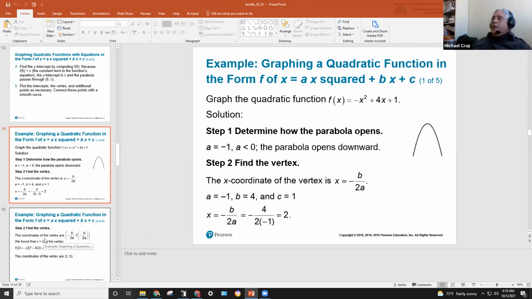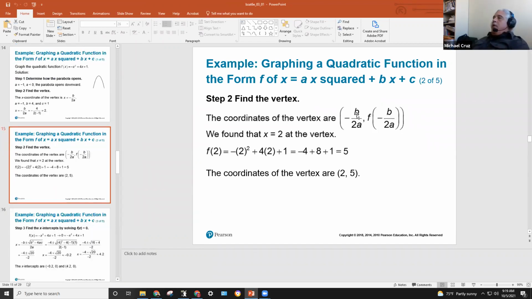That's what they call the line of symmetry. So now what we've got to do is take 2 and put it back into that original equation. So that's negative x squared, so x is 2, plus 4 times 2, plus 1. So 2 squared is 4, but the negative sign is on the outside, so it negates the 4. Then we got 8 and 1, so that's 9 minus 4 is 5. So the vertex is 2, 5.